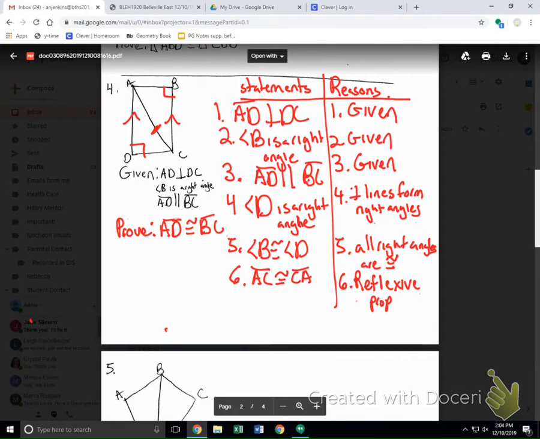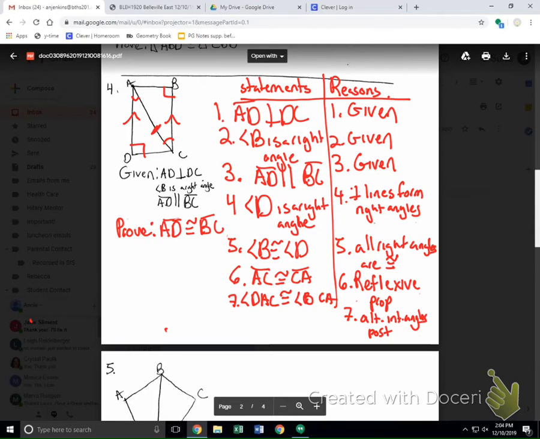We can use alternate interior angles right here. We also could have used them right here and right here. It would prove the same way. So for step number 7, we're going to say that angle DAC is congruent to angle BCA. And how did you know that? What property? Alternate interior angles postulate.